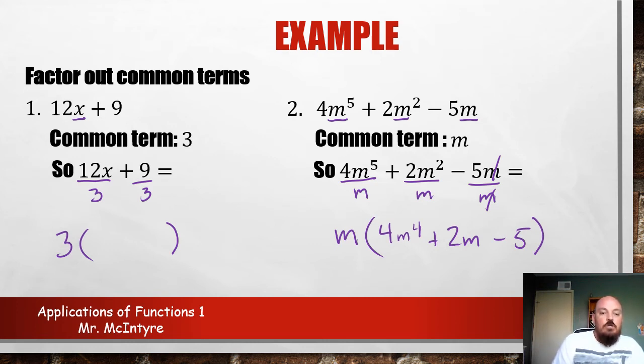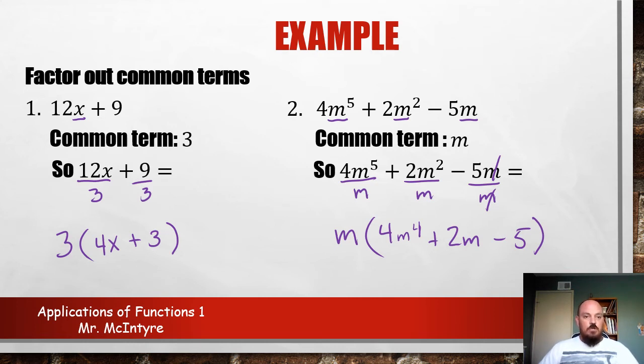So our first term, 12 divided by 3 is 4. X just stays there because we didn't divide x. Plus, and then for our second term, 9 divided by 3 is 3. And those are our final answers. Those are our factored form answers.